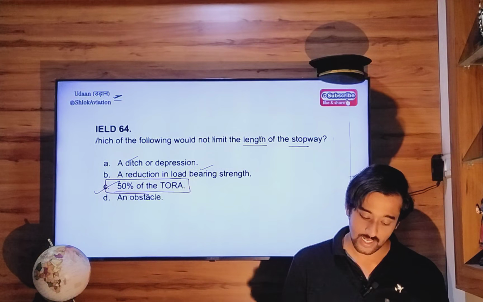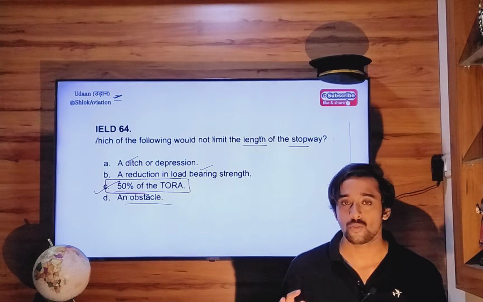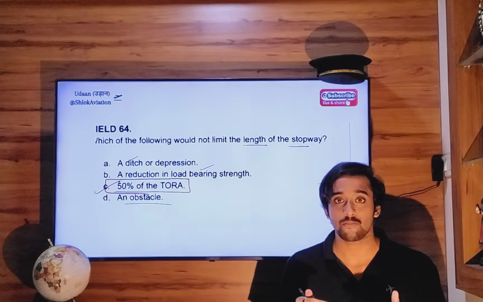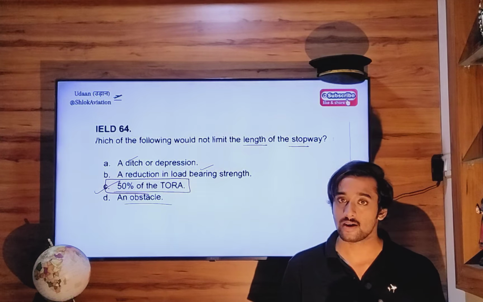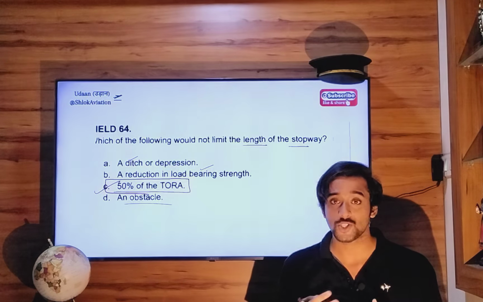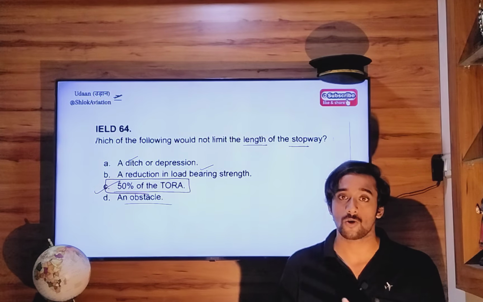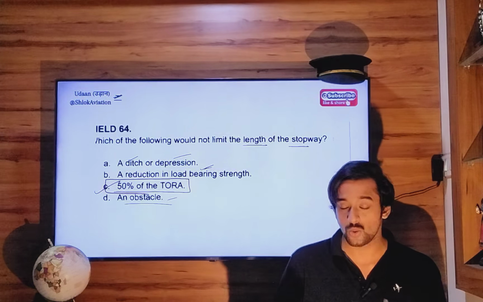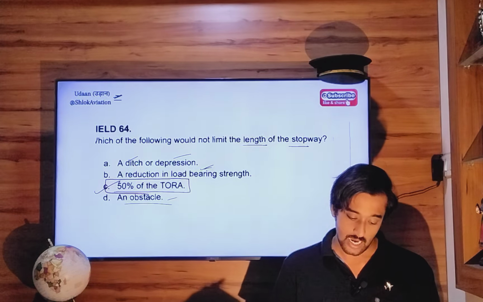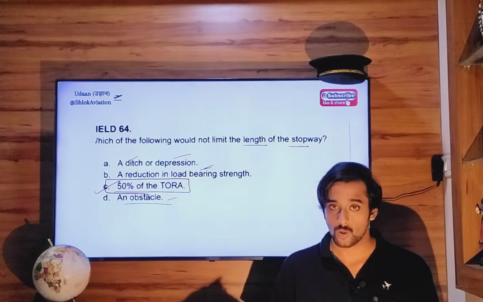An obstacle, if there is any obstacle within the airport boundaries, again will be a hindrance to the construction of a stopway. So these three conditions or situations influence the length of the stopway. Okay.